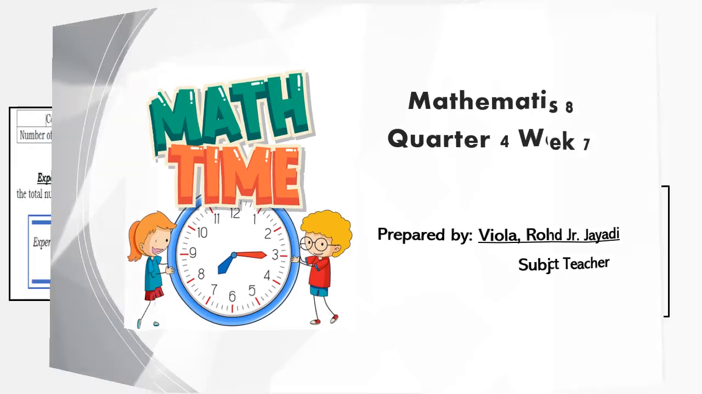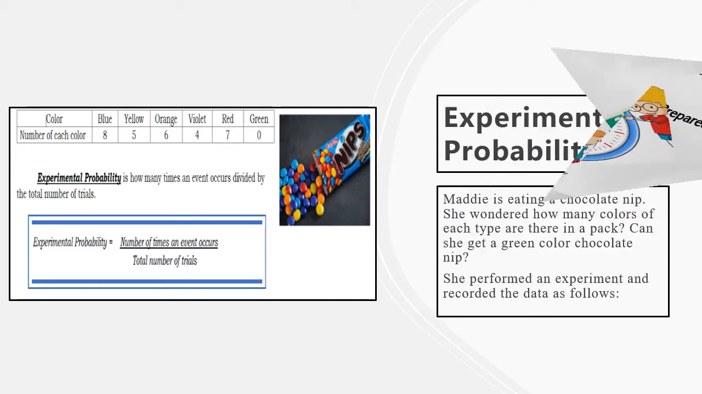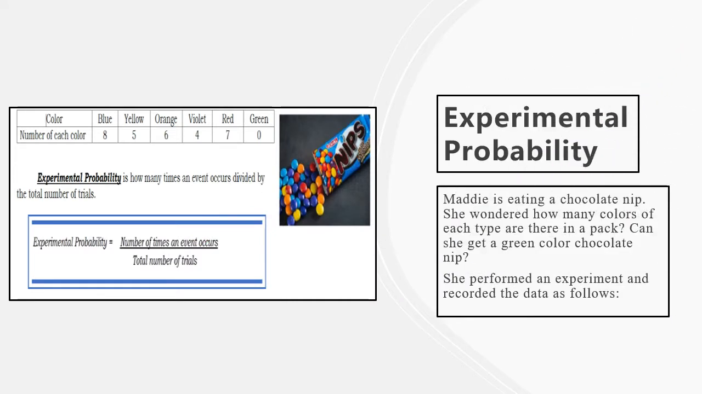So, our topic this morning is all about experimental probability. Experimental probability is how many times an event occurs divided by the total number of trials.